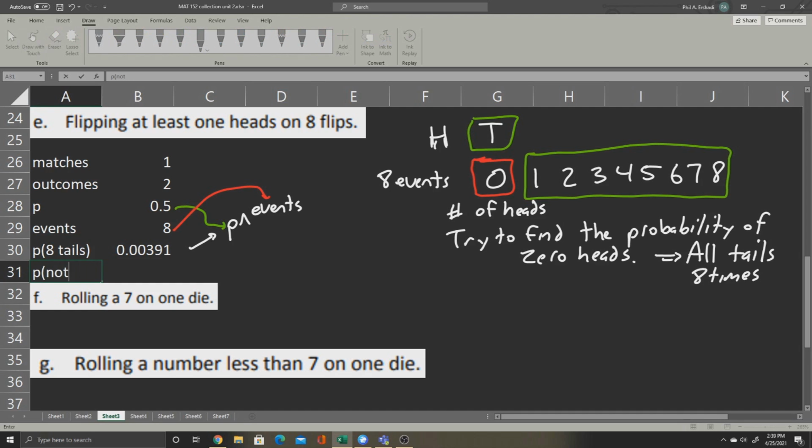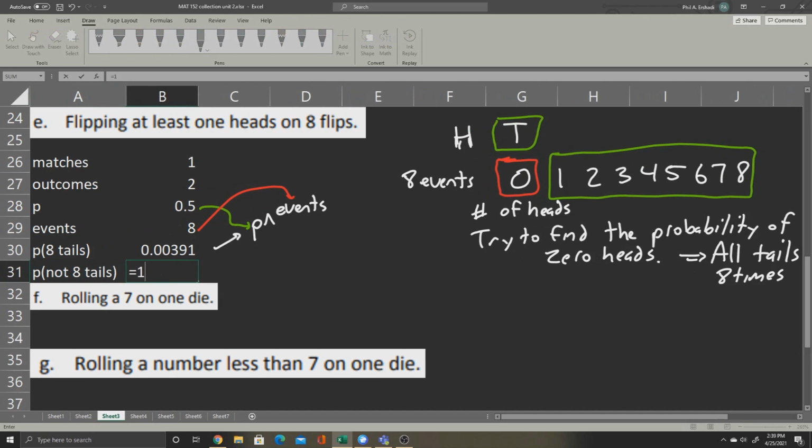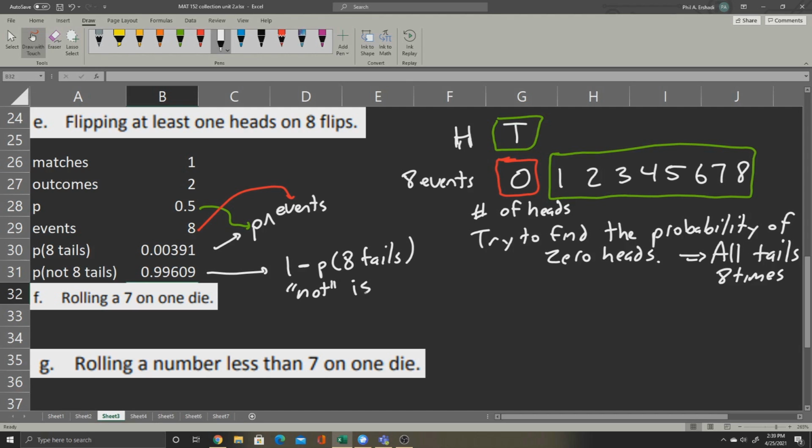So we can say the probability of not 8 tails is the following. We'll say equals 1 minus the probability of getting 8 tails. And we get 0.99609. Once again, to get this probability, we take 1 minus the probability of 8 tails. Anytime you see the word not, that's the same thing as 1 minus. So these not 8 tails, the 0.99609, represents what's in the green box, which is what they asked for.